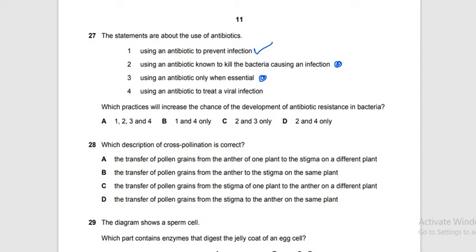Using antibiotics to treat a viral infection, no, you can't use it because a virus is a non-living thing and antibiotics disrupt cell structure and functions. Now, which practice will increase the chance of the development of antibiotic resistance? The answer is 1 and 4 because you only need to use it when needed and to treat bacterial infections.